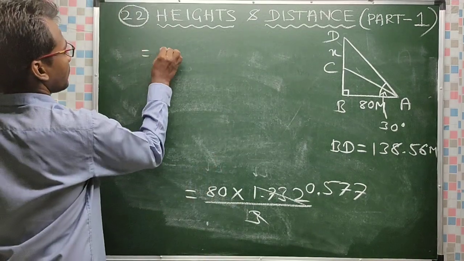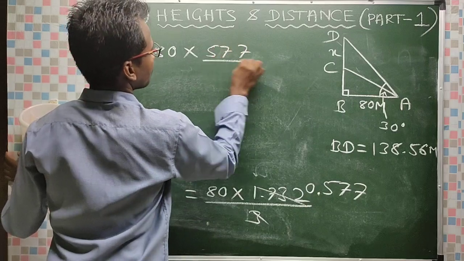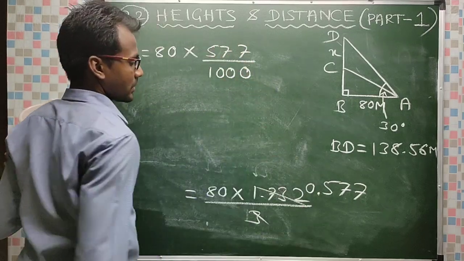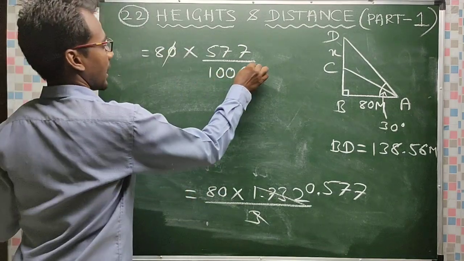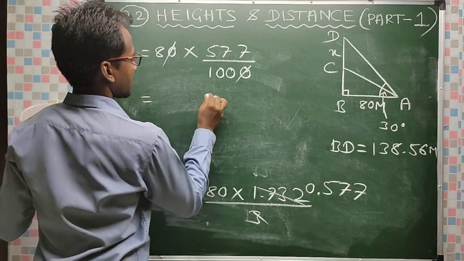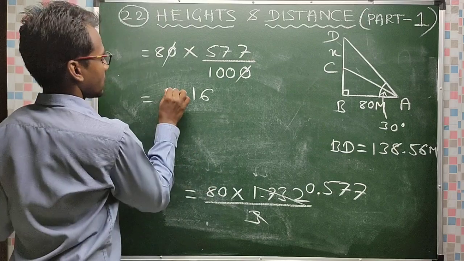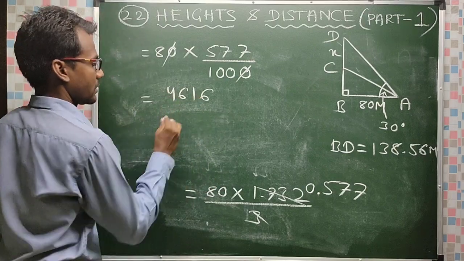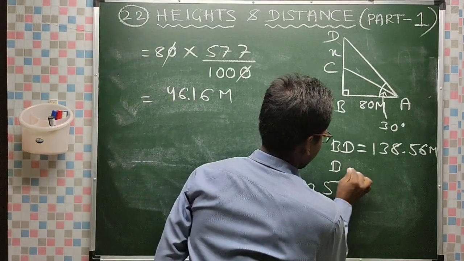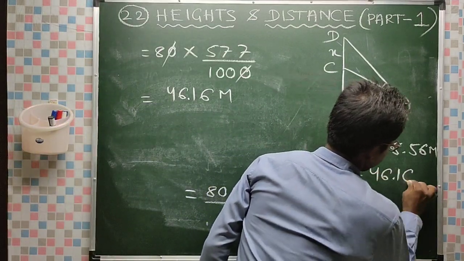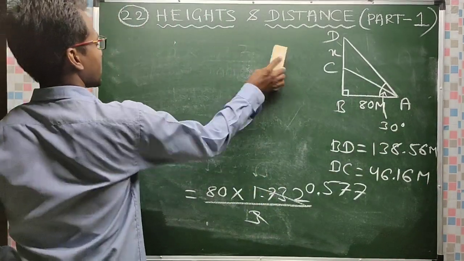Which is equal to 80 into 0.577, means 577 by 1000. 0 cancel. 7 is 56, 5, 7 is 56, 61, 6, 8 is 50, 46 by 100 means 46.16 meters. Okay. So BC is equal to 46.16 meters. Ready? So we have got BC now.